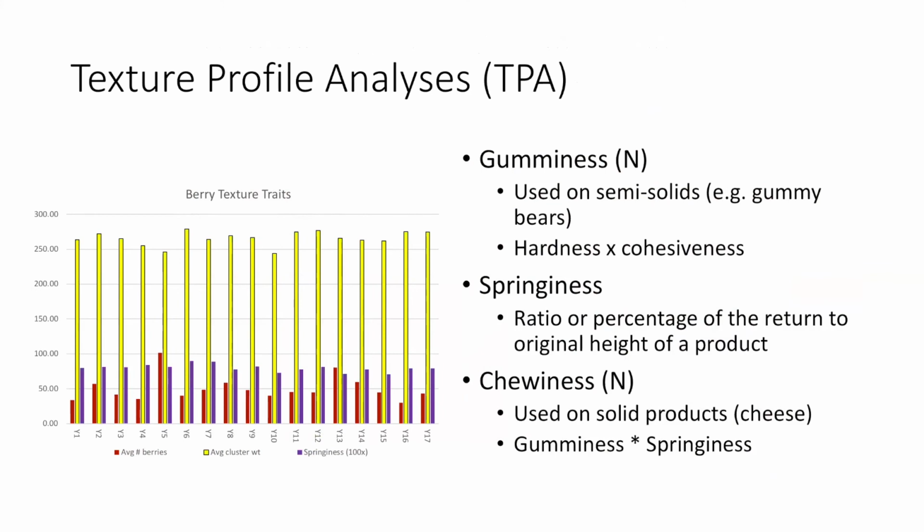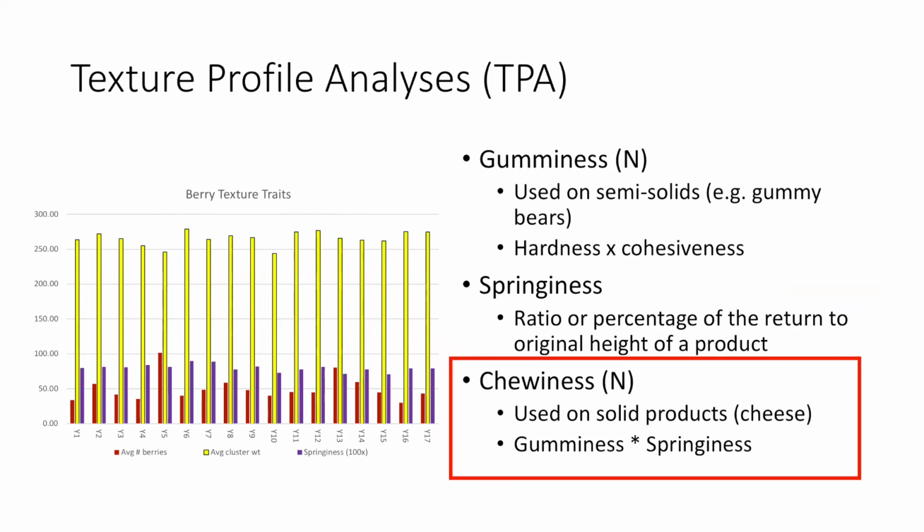TPA gives you 3 different values. It gives you gumminess, which is mostly used on semi-solids, so think gummy bears. This is a metric of your hardness by your cohesiveness, or how well something sticks together. Springiness is just what it sounds like: when you squish it, how much does it bounce back up to its original shape? These together are used to calculate your chewiness, which is actually what we're using for the grapes. And this is just your gumminess times your springiness.